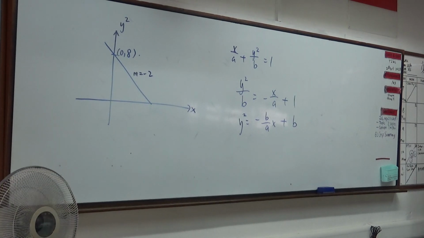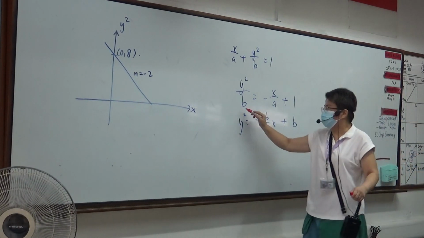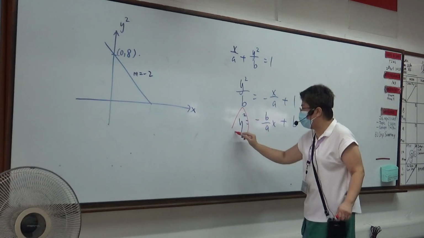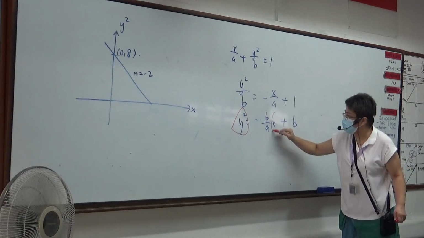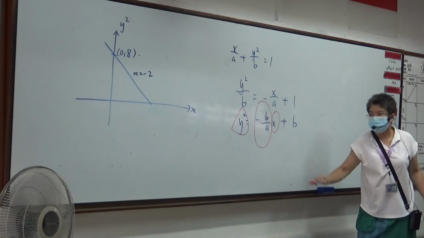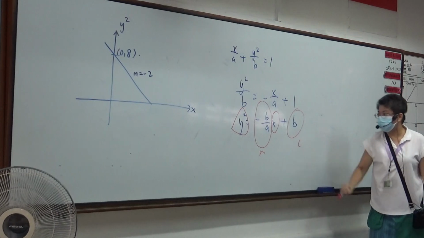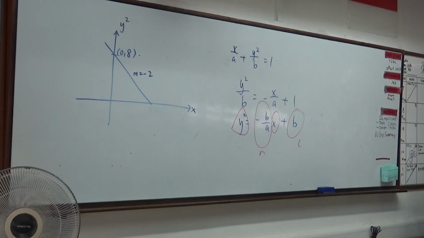Now, why do I want to do that? Because this is my vertical axis, can you see? This is my horizontal axis. So what does this represent? This is my m, right? What is this? This is my c, right? Everybody okay?